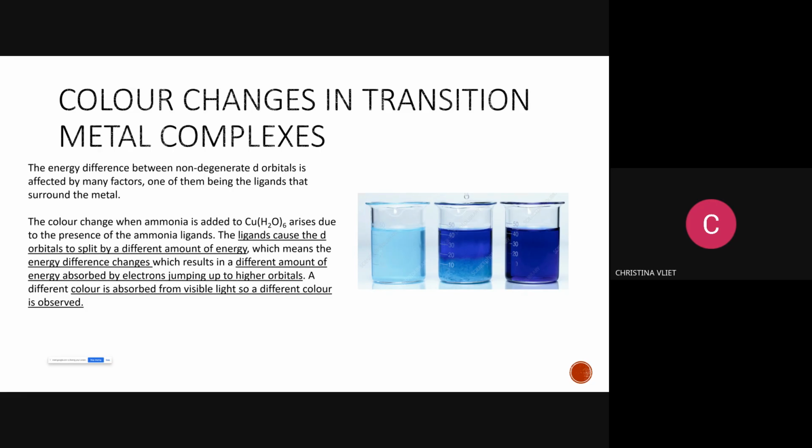I underlined it, I wrote it out so that if you aren't able to put together the pieces, these are the pieces. The energy difference is affected by many factors, but the main factor is the ligand that you have. Different ligands result in different colors because they give you different energy splitting. So here's how you should write it: the ligands you have cause the d orbitals to split by a different amount of energy.